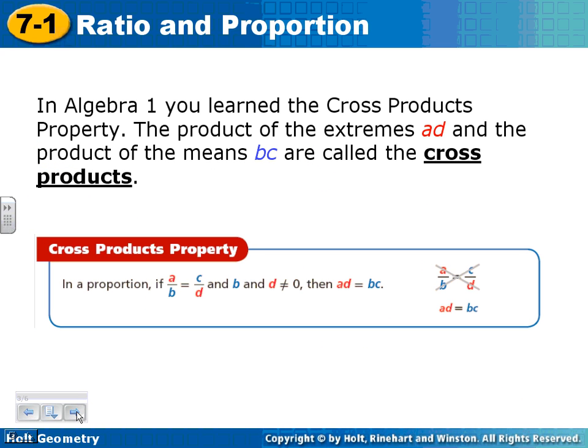Let's keep going with the little definition here. In Algebra 1, it reads, you learn the cross products property. The product of the extremes, AD, A times D, and the product of the means, BC, are called the cross products. So remember taking a proportion like this and cross multiplying, and you get A times D equals B times C. That's how you solve a proportion.